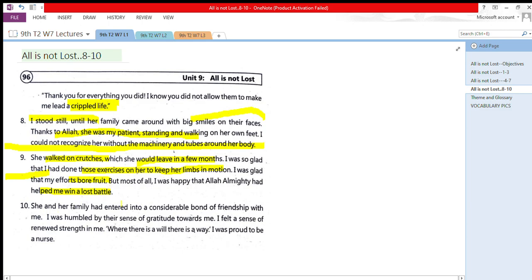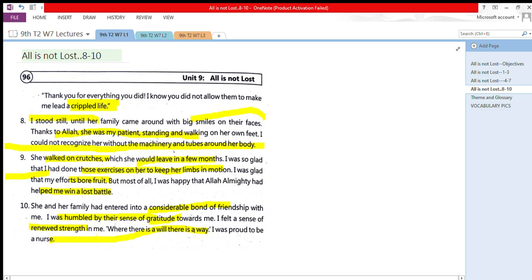She and her family had entered into a considerable bond of friendship. Now she was not only a nurse to them, but a very good friend to them, and she was humbled by their sense of gratitude. Gratitude means thankfulness. They were very thankful towards her. I felt a sense of renewed strength in me. This is what you achieve in your profession. And she tells, this last sentence is very important: where there is a will, there is a way. I was proud to be a nurse.